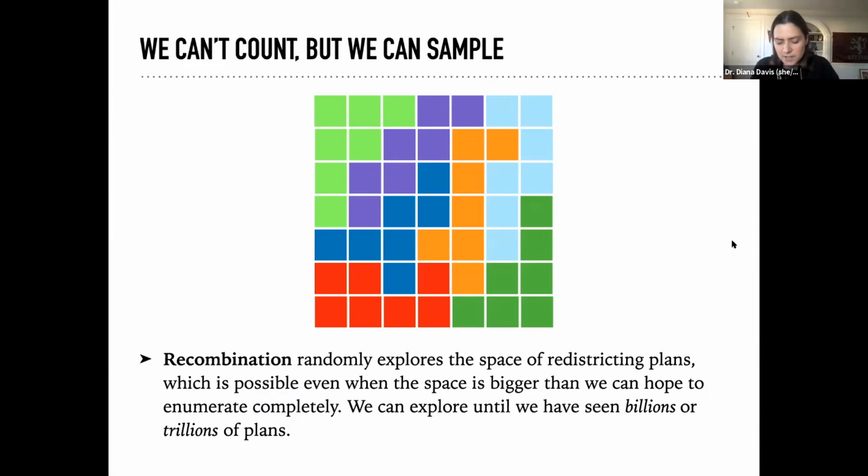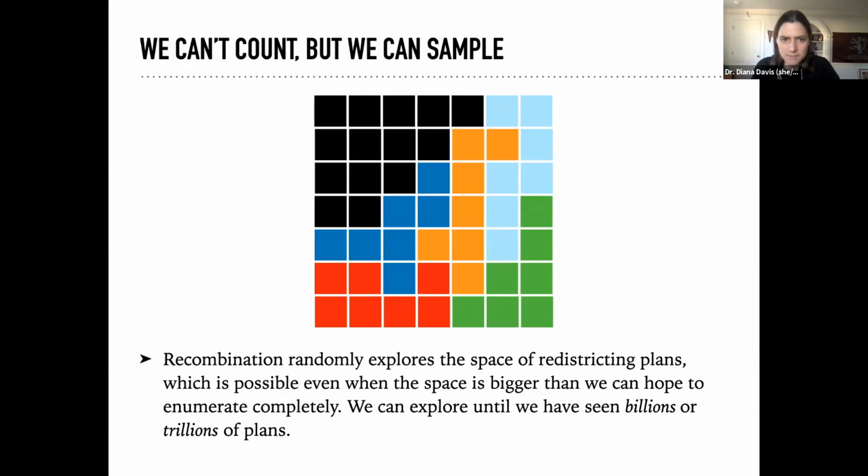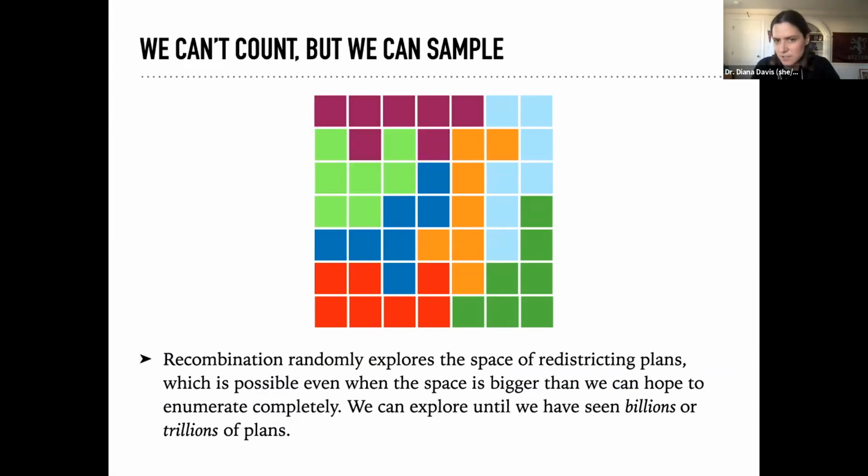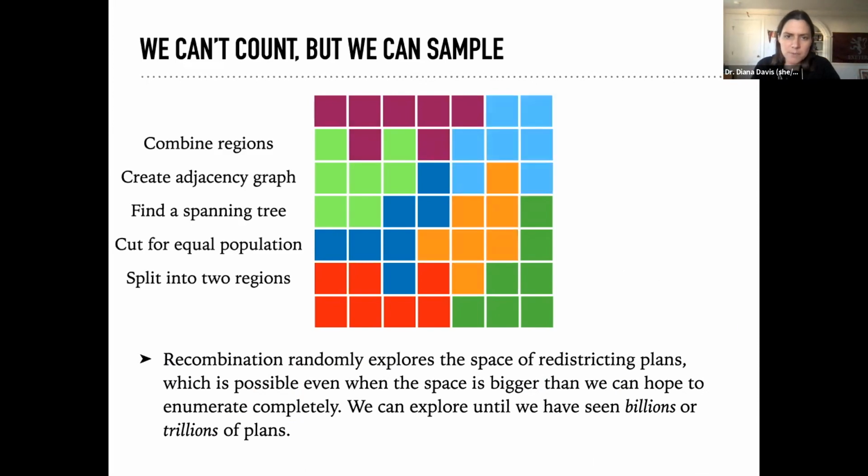So what it does is it explores the space of districting plans, and you can do this as long as you want. You can get 1,000 districting plans or billions or trillions of plans, depending on how important it is or how long you're willing to wait and how big your problem is. So here's how it does. You take 2 districts, you merge them, you resplit them. Take 2 different districts, merge them, resplit them.